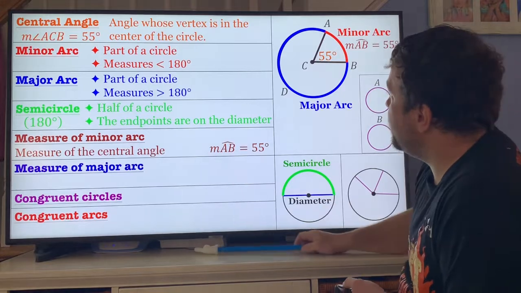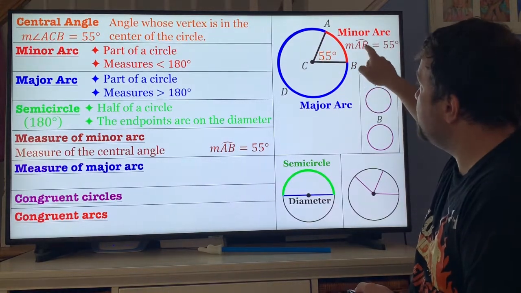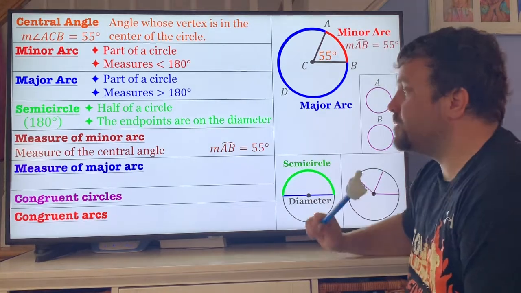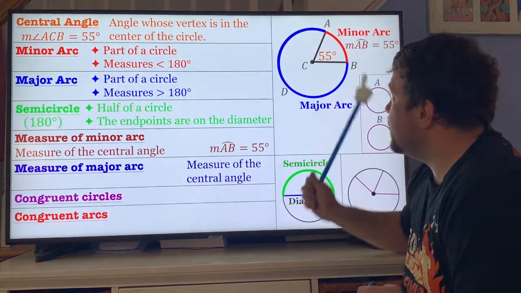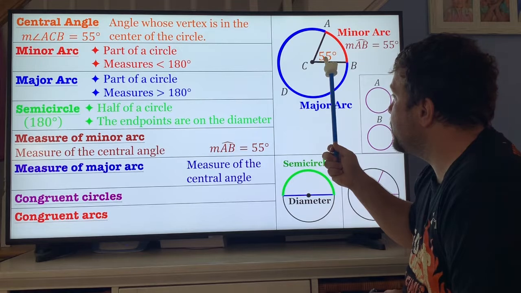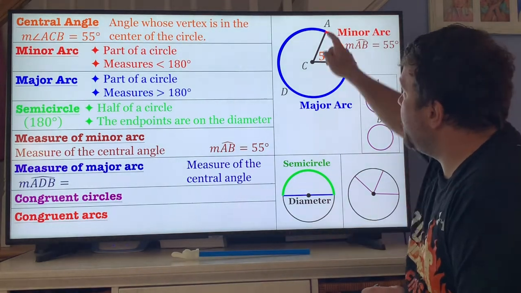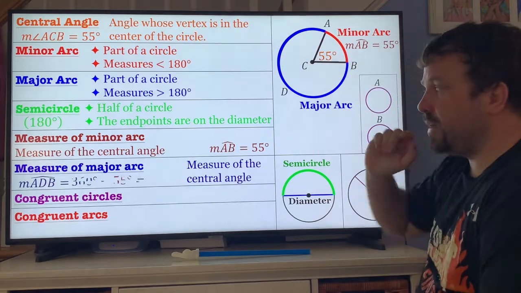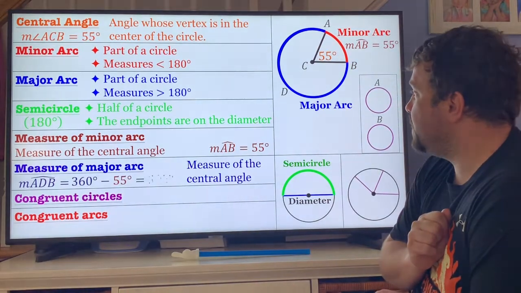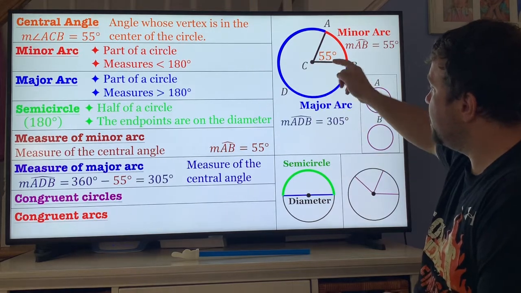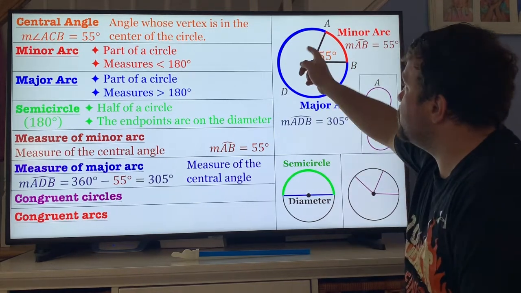So how do you think you find the measure of this major arc? Using the minor one. So how many degrees is a circle? Yep, it's 360. So you're going to take the measure of the central angle right here, and you're going to do what with it? ADB. So it's not 55, it's going to be 360 minus 55, which is 305. So if this is 55, this right here is 305.